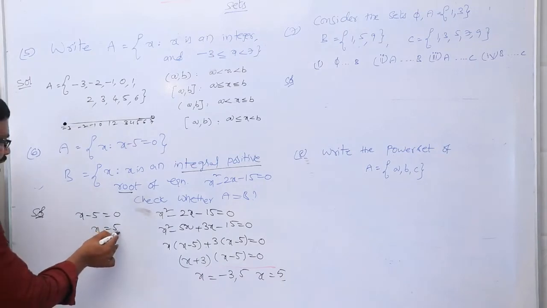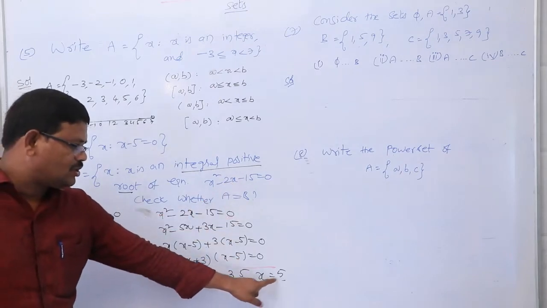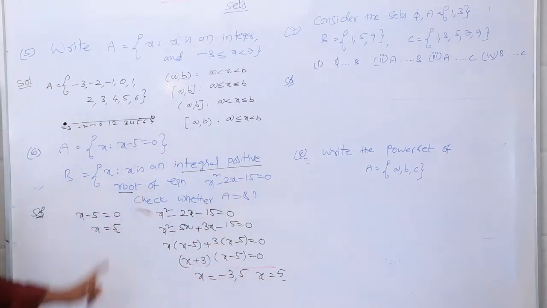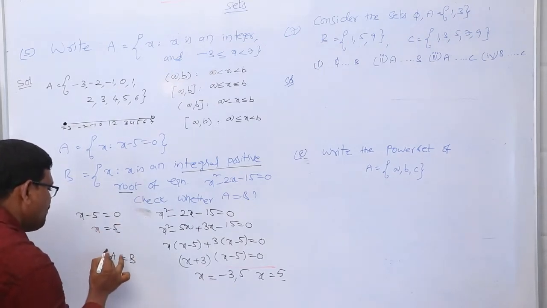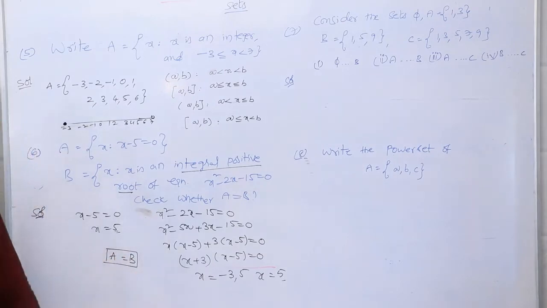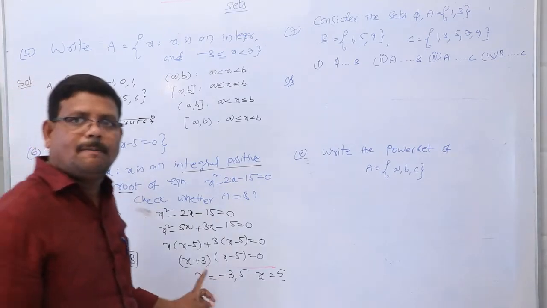In the set A, the only element is 5. In the set B also, the only element is 5. From these two equations, we observe that the sets A, B have the same elements. Therefore, here A = B.